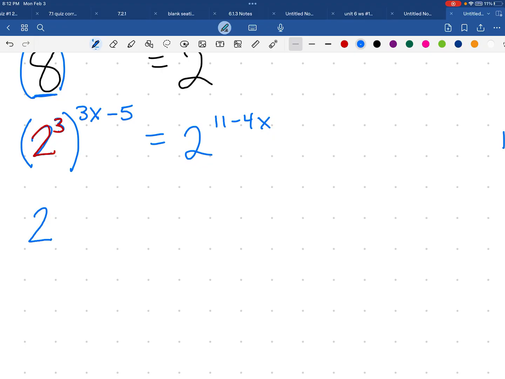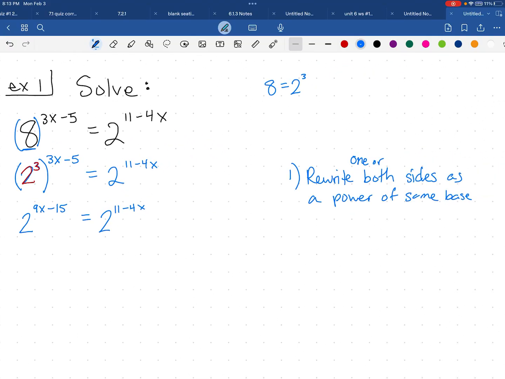So my 2 to the third, I'm going to take the 3 and multiply it times 3x minus 5. Now, if you multiply a number times a binomial, we need to distribute that. So this is going to become 9x minus 15. I distributed 3 times minus 5. And on the right side, I'll have 2 to the 11 minus 4x because I haven't changed anything. So step 2, I simplified. In this case, I used the power of a power property.